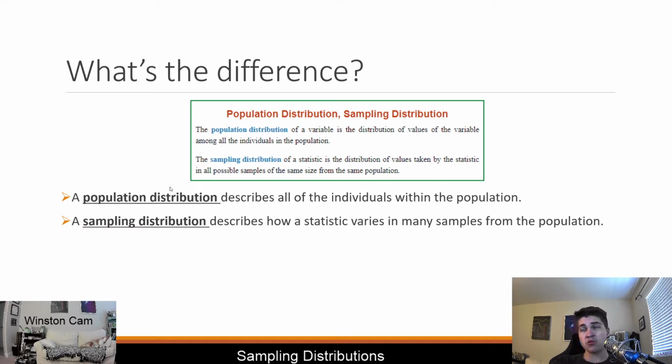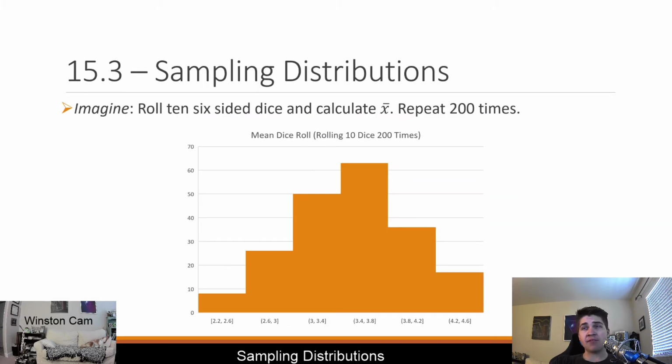A population distribution refers to all of the individuals within the population, whereas a sampling distribution is the key idea from chapter 15. Let me circle this, because this is the key element to understand in our chapter. It describes how a statistic varies in many samples from the population. And these previous graphs are examples.